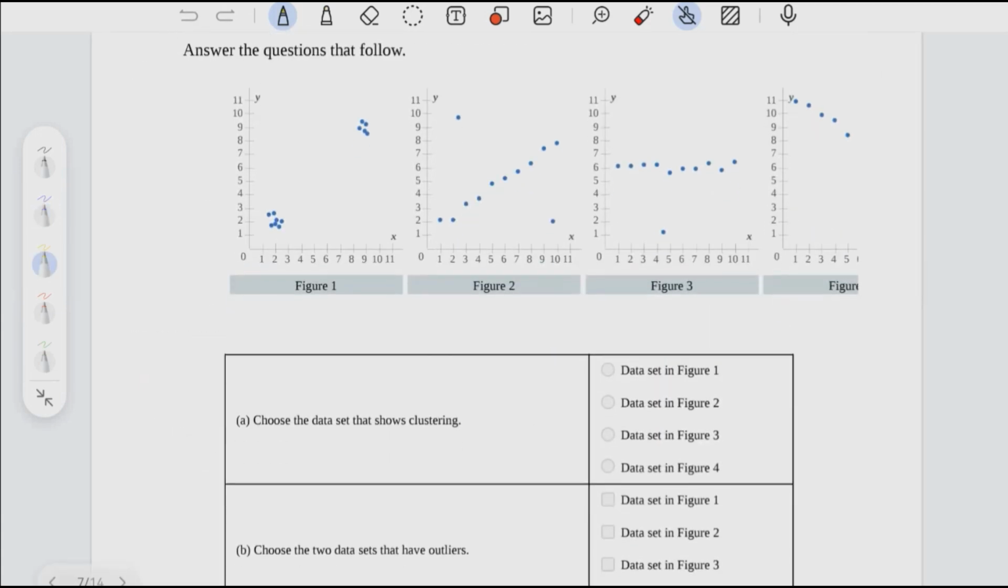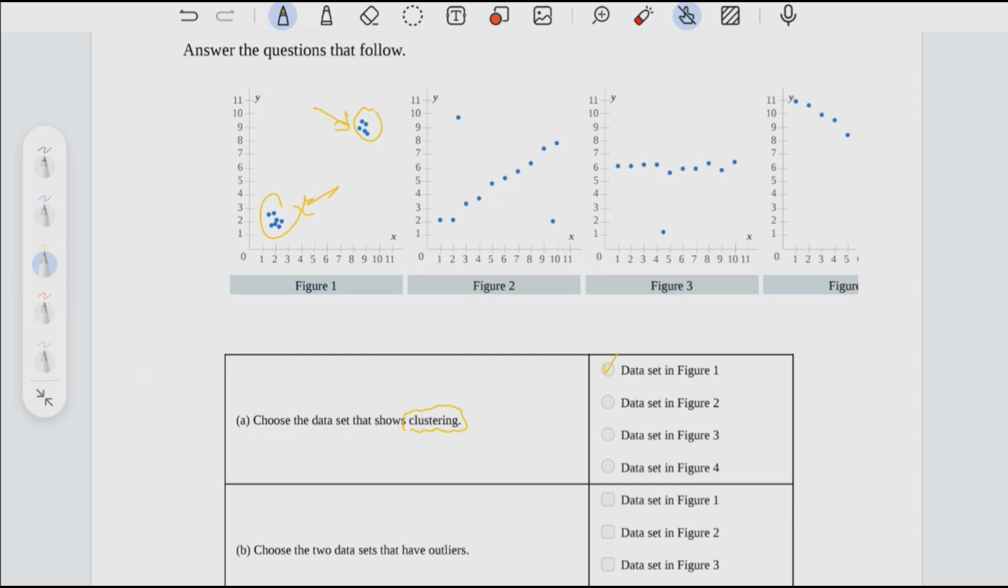For question number 1, the question asks me to choose the data set that shows clustering. Clustering means a group of data are next to each other, like this one. This is a cluster. And also this one is a cluster. So the set of data that shows clustering is set 1.